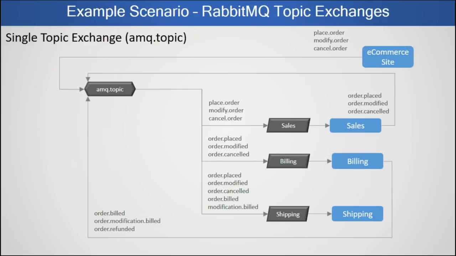Okay, let's have a look using topics. So in this example, we don't have lots and lots of exchanges. We have 1, and it's the topic exchange that comes with every virtual host, the amq.topic. And so every single message gets sent to that exchange. So what we do now is we put a routing key to say what type of event it is. And then we can use binding keys on our queues to say which ones we want. And so the sales queue says it wants place.order and modify.order and cancel.order. Billing wants order placed, order modified, and order cancelled. And so essentially we get the same behavior, but with quite a different topology.